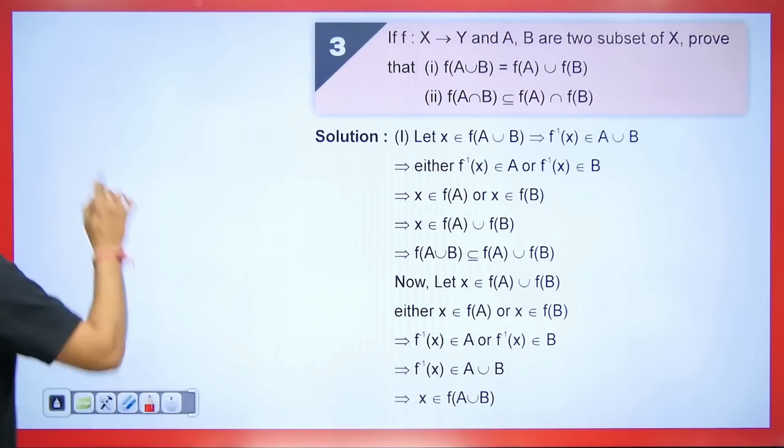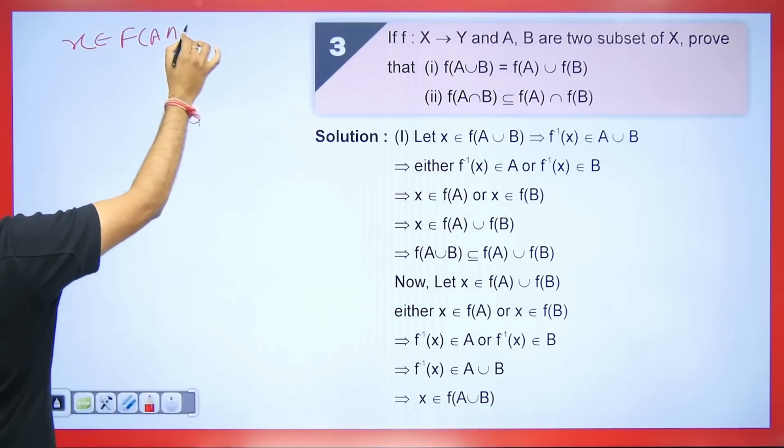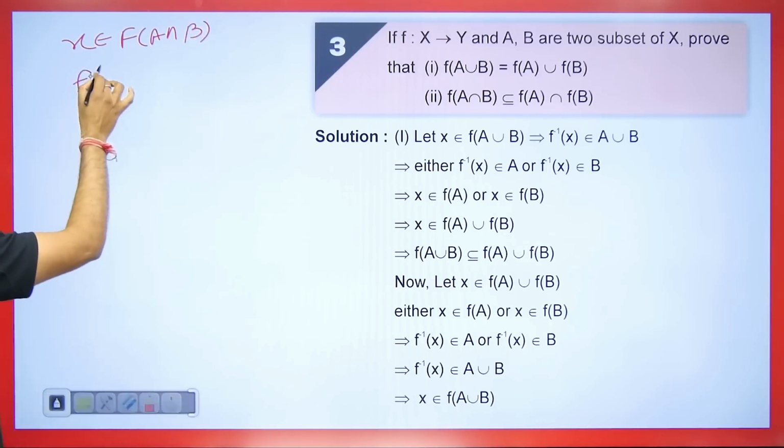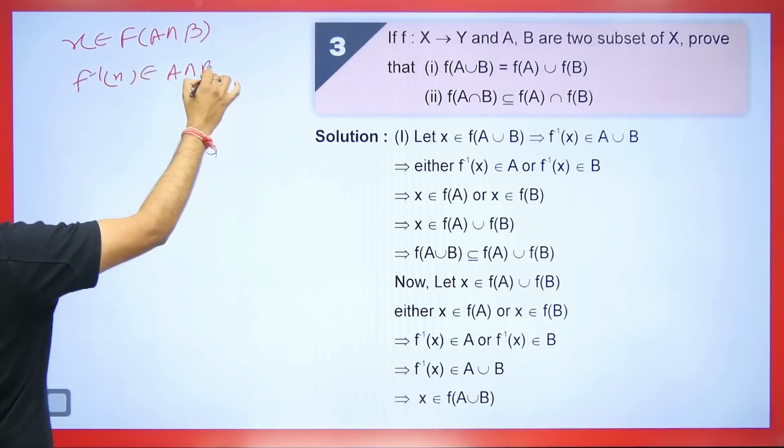Now let's move on to the second part. Let's assume here that x belongs to f(A ∩ B). We will take it like this. So what will be the meaning of this? It means that f⁻¹(x), what will it be? It will belong to A ∩ B.